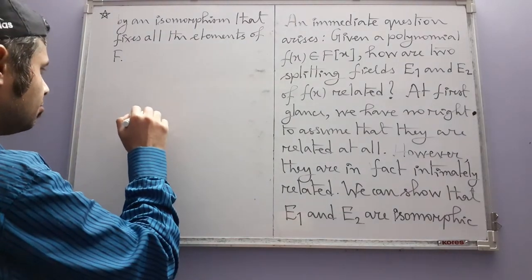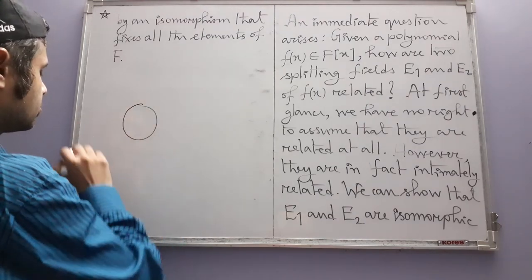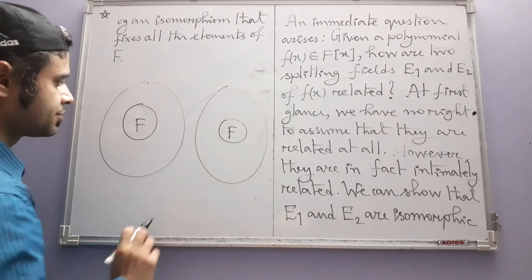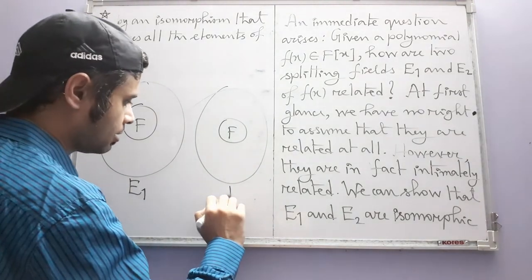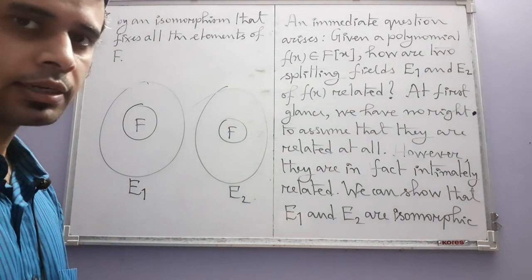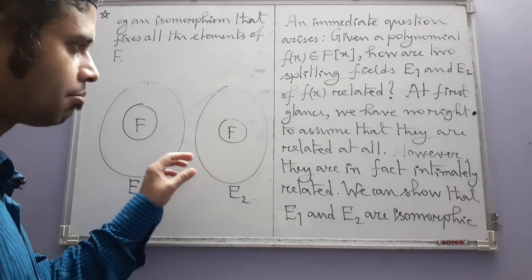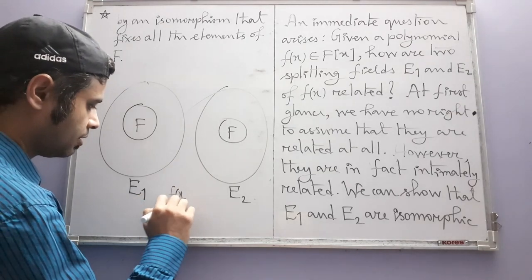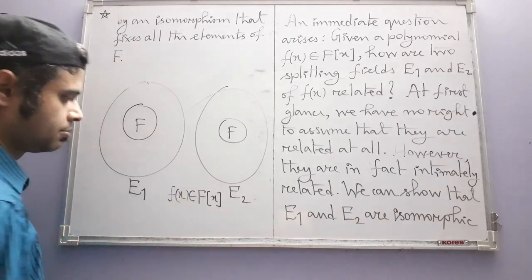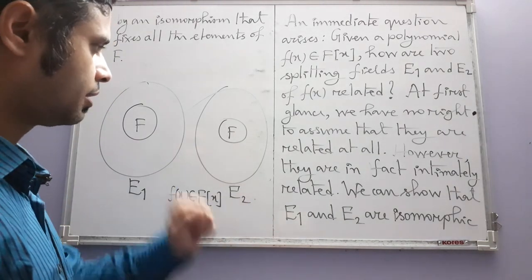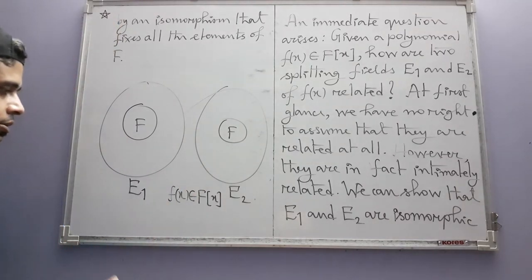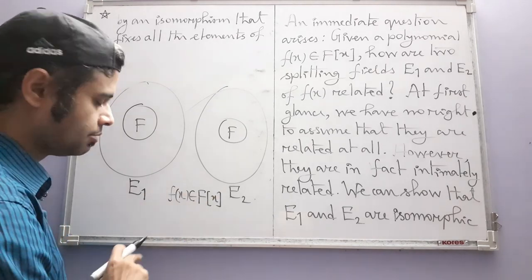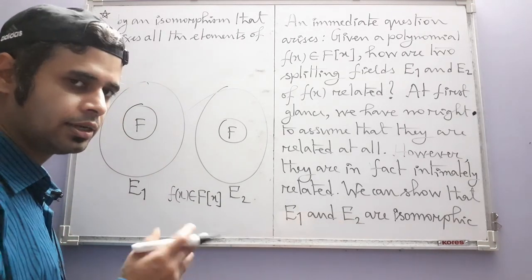So you can imagine the situation like this. Say you have F sitting inside these two extensions E1 and E2. They are finite extensions of F, and they are the minimal amount you need to extend in order to capture all the n roots of a polynomial f(x) over F. They have the minimum possible degree over F with this property. Or saying equivalently, they are the minimal extensions such that over each one of them f(x) can be split up as a product of linear factors.